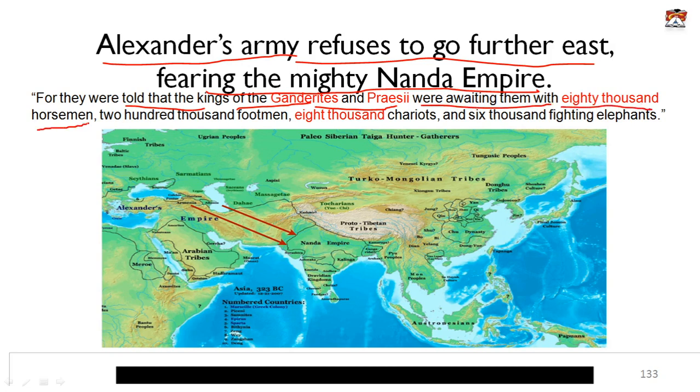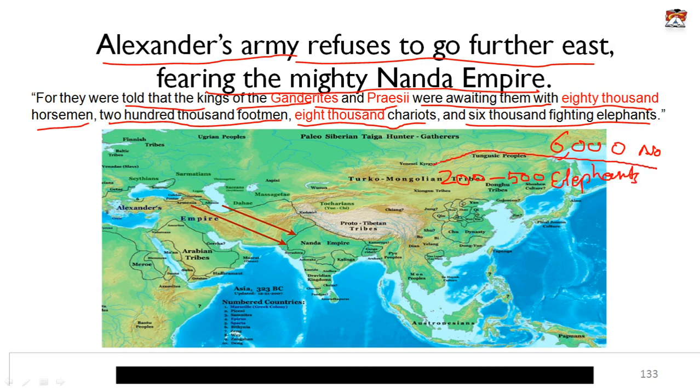They were awaiting with 80,000 horsemen, that is cavalry, 200,000 footmen, 80,000 chariots, and 6,000 fighting elephants, friends. 6,000 is a very, very huge number, friends. Actually Porus had only 200 to around 500 elephants. Even facing these elephants, they had seen near to death, friends. They were very, very lucky to win the war with Porus. But facing 6,000 fighting elephants was impossible for them.